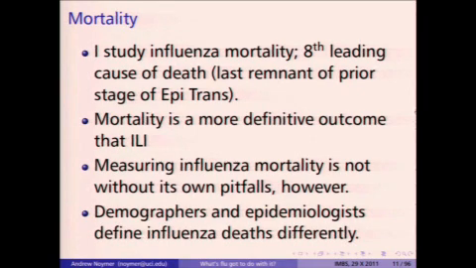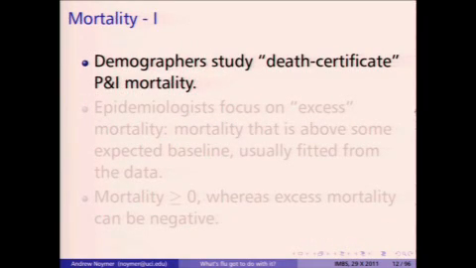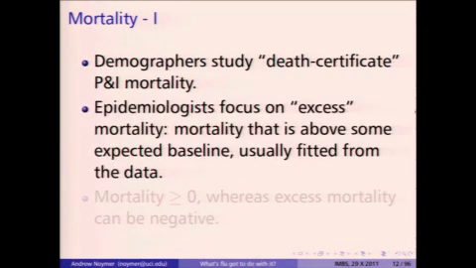The demographers and epidemiologists approach the problem quite differently. I'm going to be talking about death certificate P&I mortality, basically mortality that gets recorded on the death certificate as pneumonia or influenza and gets forwarded to the NCHS, even by California. Epidemiologists are often worried about excess mortality. There's some baseline that's calculated, and then we subtract that baseline off the actual data, and what's left is excess. And that is what classically epidemiologists call flu mortality.